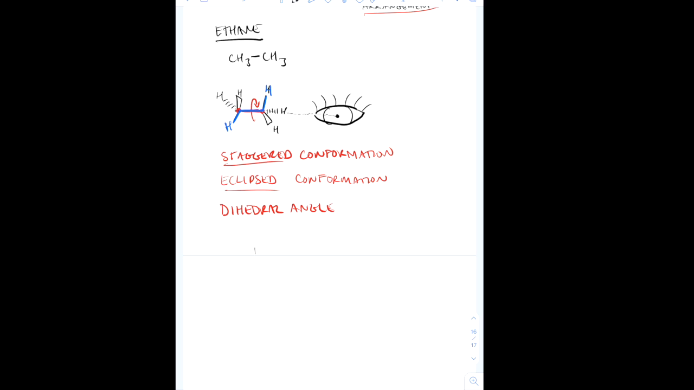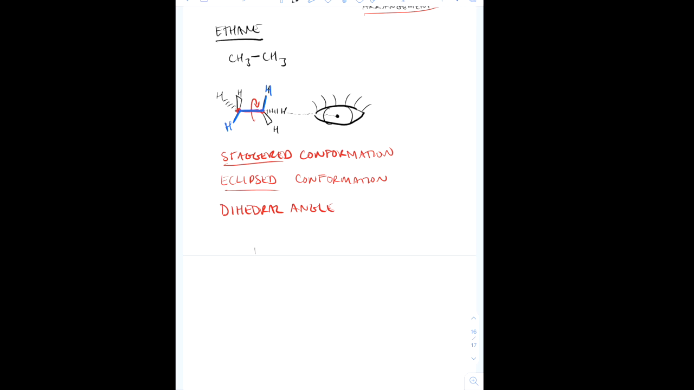Okay, so before we get into that energy diagram, what I want to do is introduce a new concept, or a term, as well as a different way to draw ethane, for example, or other organic molecules. And it's basically based off of our point of view when we are looking down that carbon-carbon bond, like we did here.